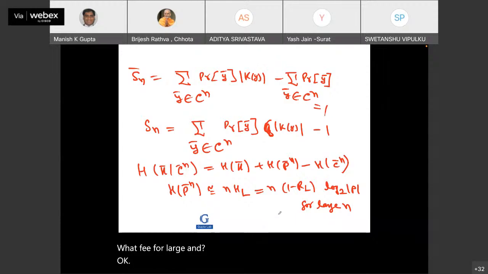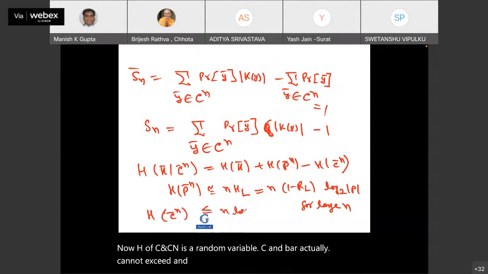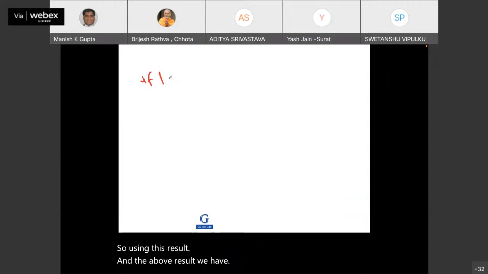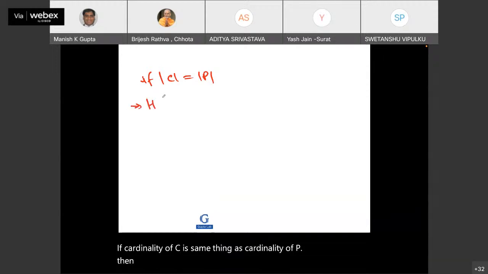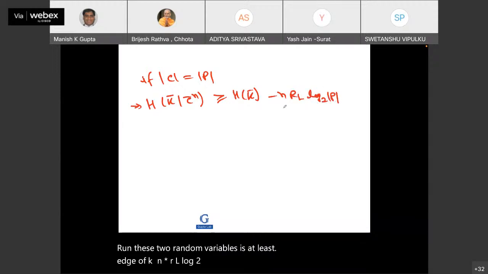Now H of Cn, the entropy of the random variable Cn bar, cannot exceed n times log 2 base cardinality of C. So using this result and the above result, if the cardinality of C is the same as the cardinality of P, then the conditional entropy of these two random variables is at least H of K minus n times RL log 2 base cardinality of P.